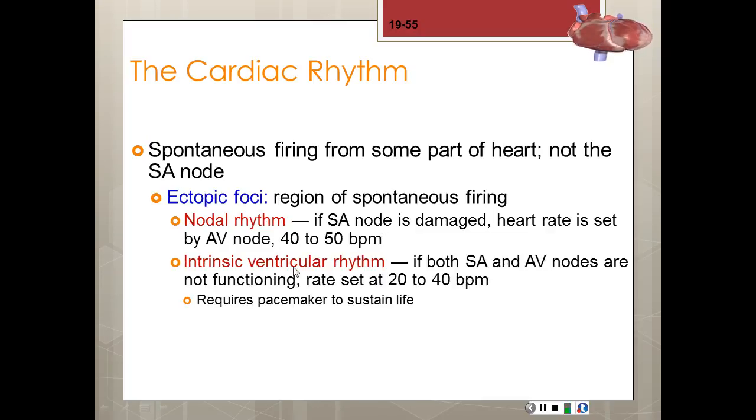We have intrinsic ventricular rhythm. If the AV node and the SA node are both not functioning, the rate slows down to about 20 to 40 beats per minute. So now we have the atrioventricular bundle that is taken over, and at this point in time, the person is going to need a pacemaker.